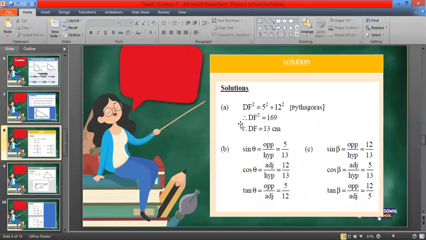To find our DF first, we need to use our Pythagoras theorem: 5 squared plus 12 squared, added together, is 169. The square root is 13, and then our tan theta will be 5 over 12. And then the next question.